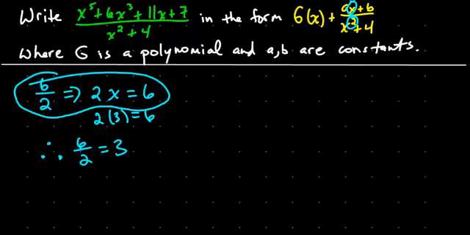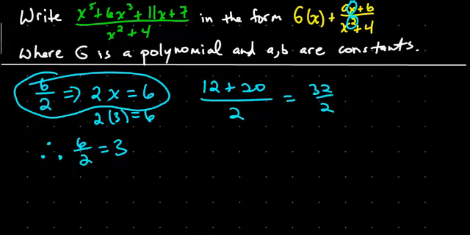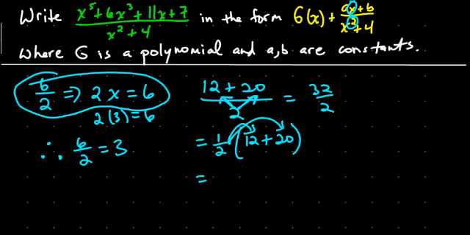One other thing here, say if I had 12 plus 20 divided by 2. I could simplify here and get 32 divided by 2, but I don't want to do that yet. What I want to look at is 2 divides into this piece and 2 divides into that piece. That is, this is really 1/2 times 12 plus 20. And so the 1/2 distributes, and you get 12 over 2 plus 20 over 2.